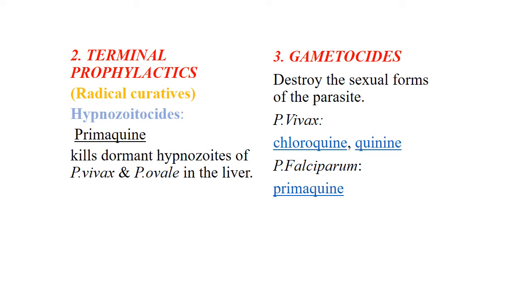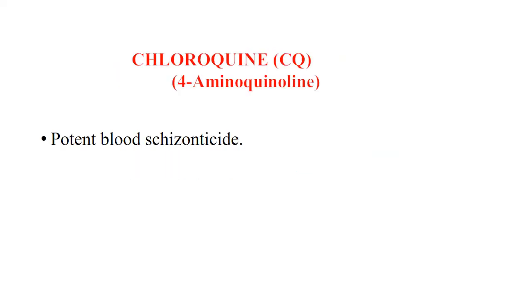Hypnozoitocides. Primaquine is the primary drug. It kills the dormant hypnozoites of Plasmodium vivax and Plasmodium ovale in the liver. Please focus on it. It only kills the dormant hypnozoites which are present in the liver. And the next category is gametocides. They destroy the sexual forms of the parasite. For Plasmodium vivax, the drugs effective are chloroquine and quinine. And the drug which is effective against Plasmodium falciparum is primaquine.